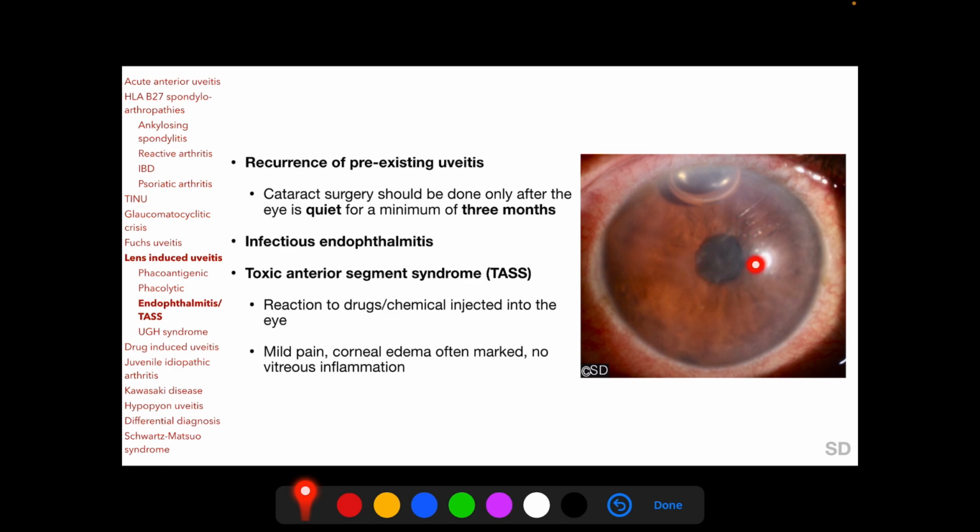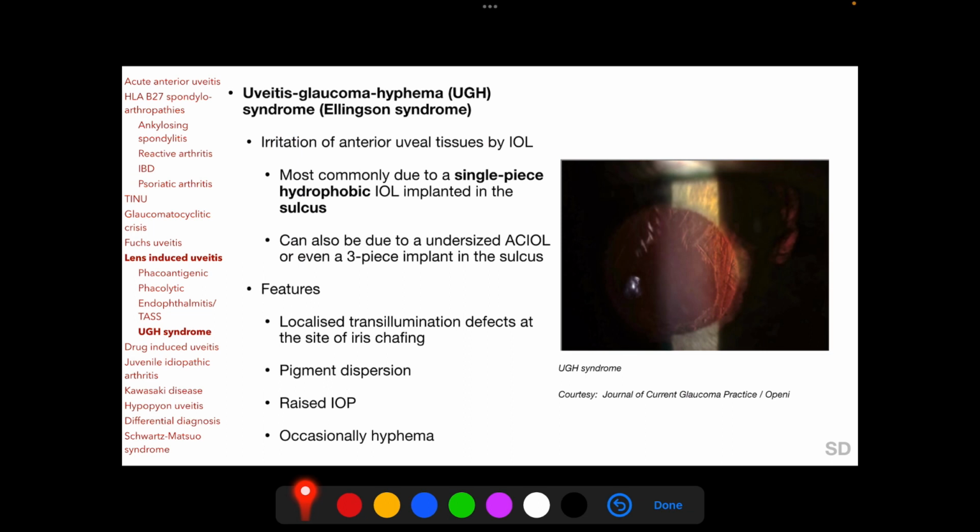the typical corneal edema. Uveitis glaucoma hyphema syndrome, also called Ellingson syndrome, occurs following cataract surgery and IOL implantation, and it occurs due to irritation of the anterior uveal tissues by an intraocular lens. At present, UGH syndrome occurs most commonly due to a single-piece hydrophobic acrylic IOL implanted in the sulcus, whether inadvertently or not.